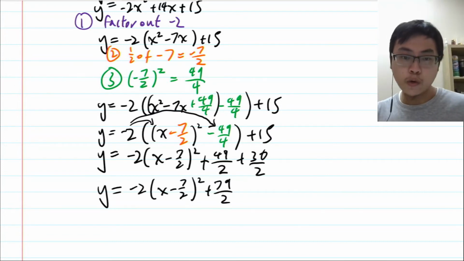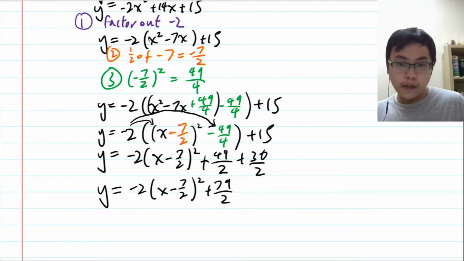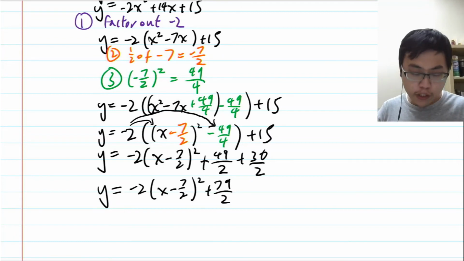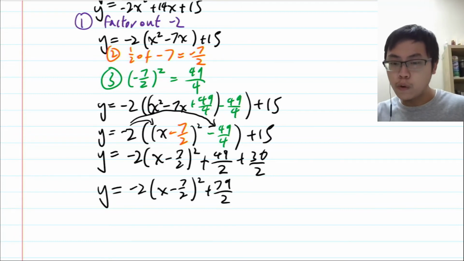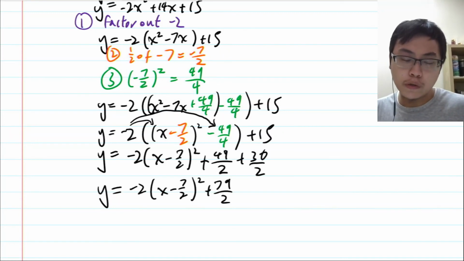Now, sometimes a question may go an extra step and ask you to find the vertex or find the roots. If you were to find the roots, you're going to set y equal to 0, and you're going to solve it until you get x equals, and then you can leave it in exact form, or you can leave it to the nearest hundredth.